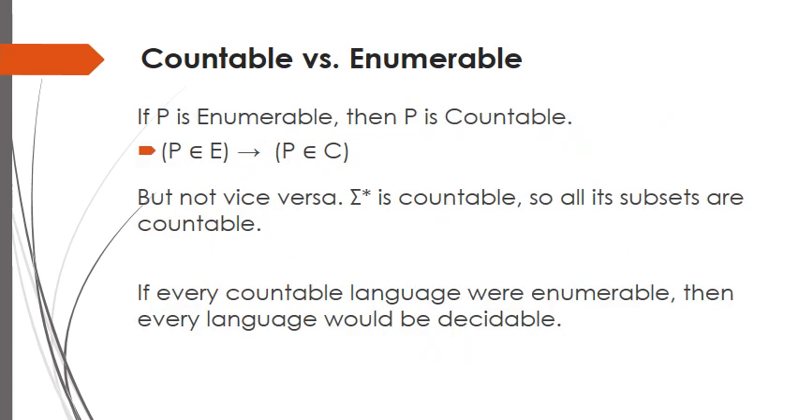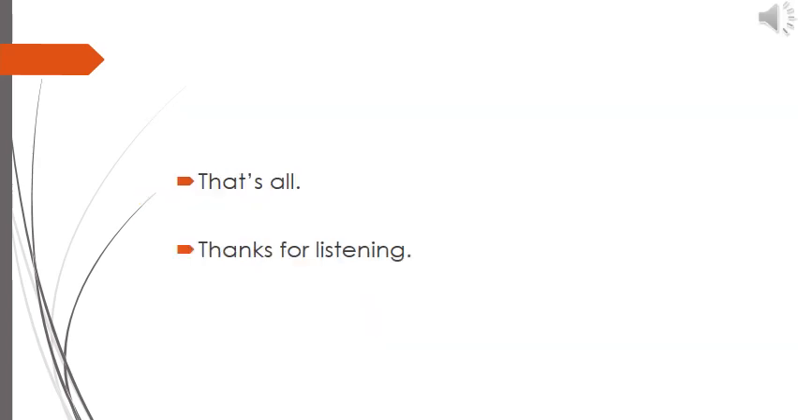Now we will talk about the relationship between countable and enumerable languages. If P is an enumerable problem or language, then P is also countable. But not vice versa. Because we know that sigma star is countable, so all its subsets are countable. If every countable language were enumerable, then every language would be decidable. That's all. Thanks for listening.